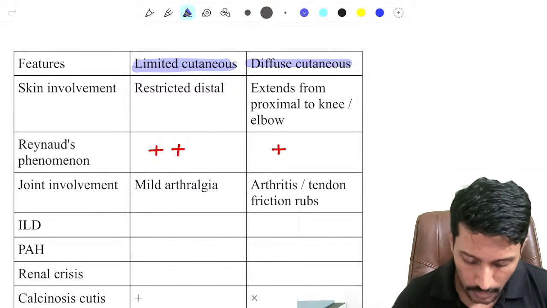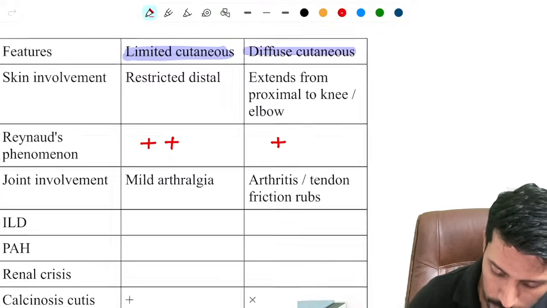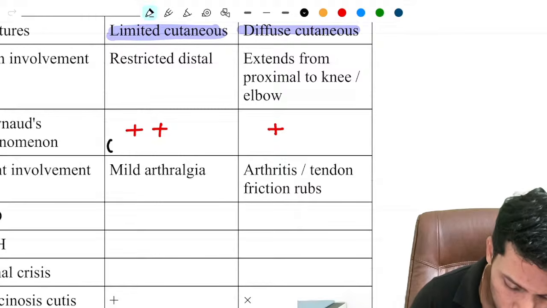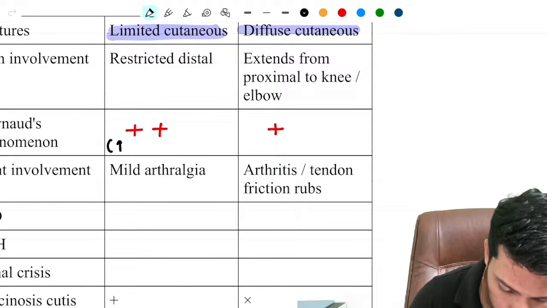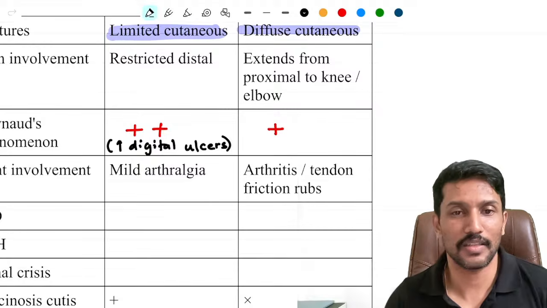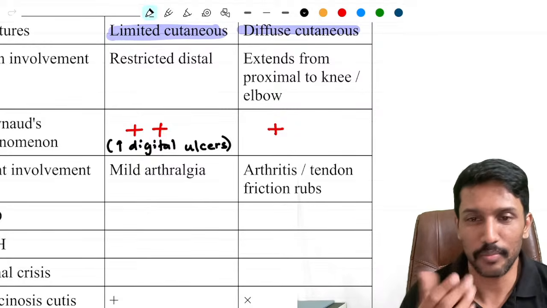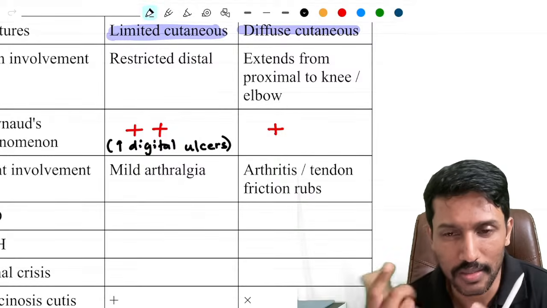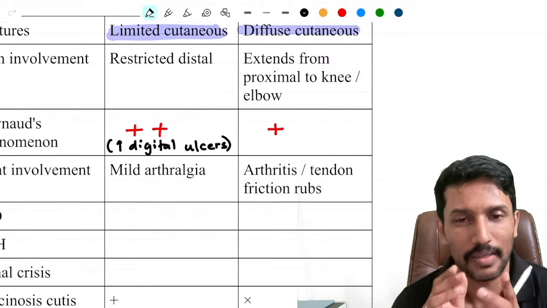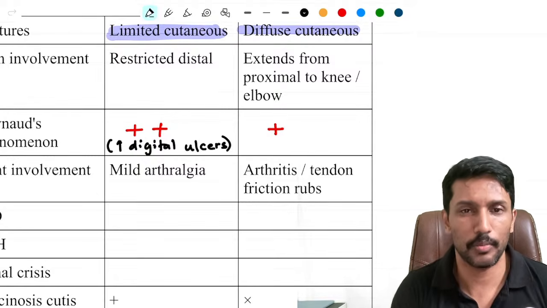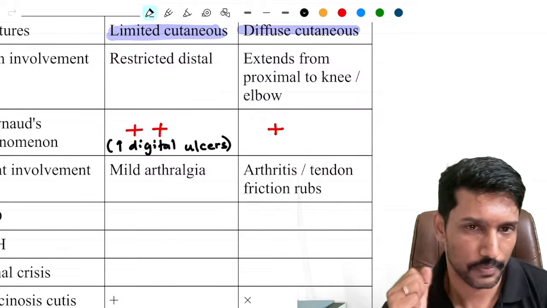Okay. And because there is more profound vasculitis and more profound vasoconstriction, these patients are also prone to an increased risk of developing digital ulcers. Now, when I say digital ulcer, I'm not saying ulcers in the digital media. Finger. So ulcers of the fingertips are very common. We have already seen an image where there was an ulcer of the fingertip. That's because of this Raynaud's phenomenon and vasoconstriction. So they're more likely to occur in limited cutaneous than diffuse cutaneous.